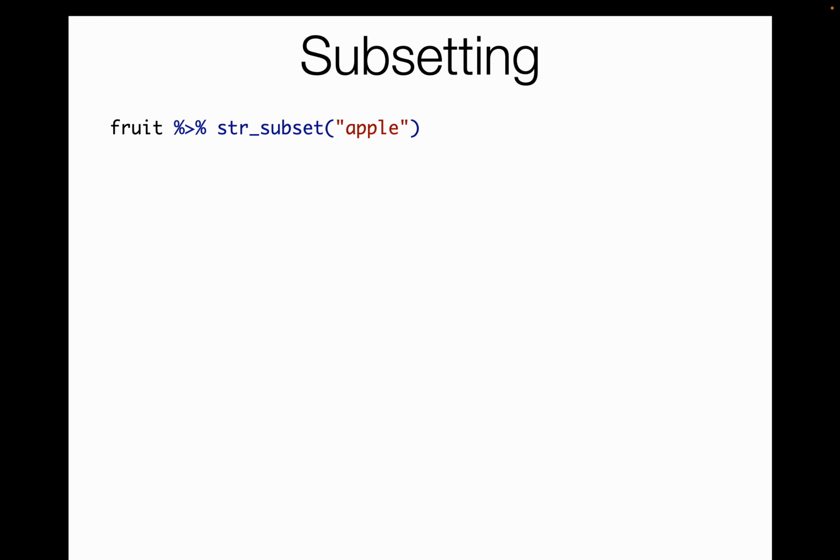There was str_sub, now there's str_subset. It is just going to subset the data set to only give you, here, apple and pineapple. So this does the str_detect and then does the subsetting for you. So it sort of skips a step and is more powerful.